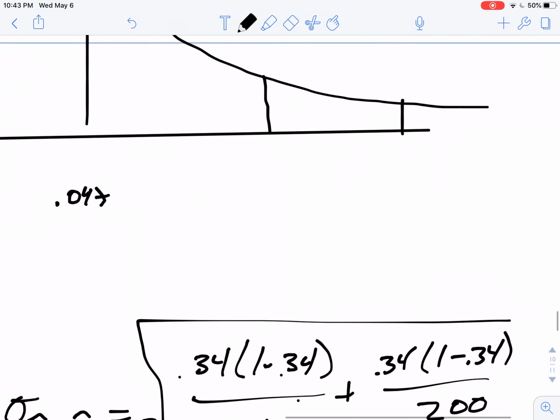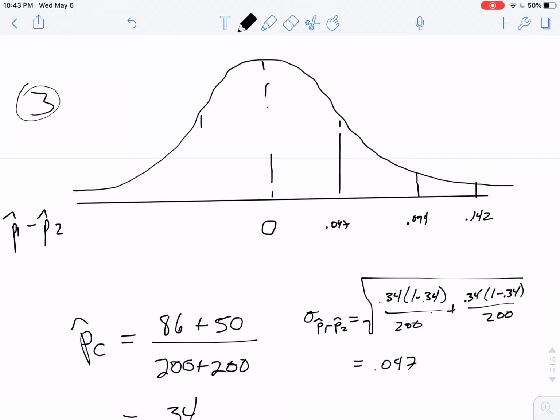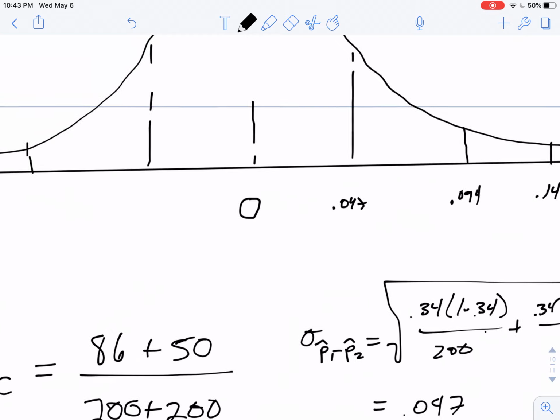0.047, 0.094, 0.142. Okay, going backwards, pretty easy. It's just going to be the negatives of those.